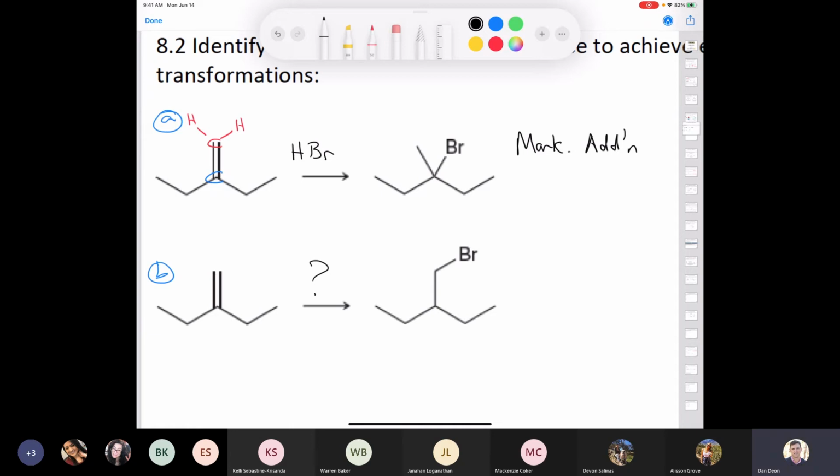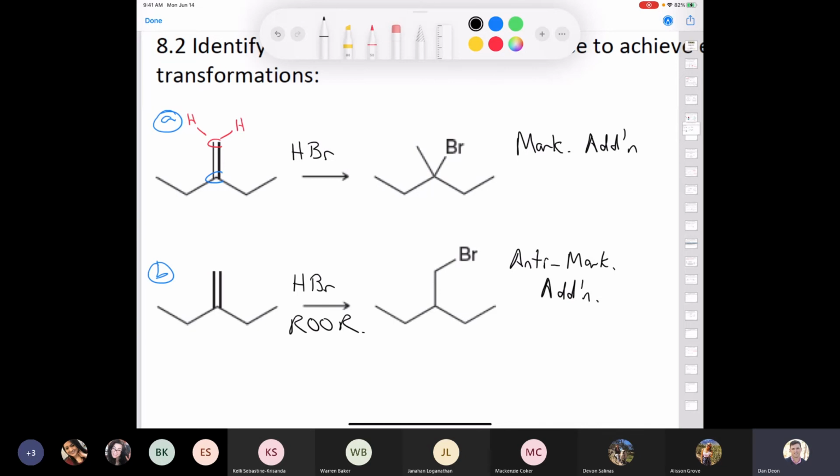Well, is this a Markovnikov or an anti-Markovnikov addition? Right, this is an anti-Markovnikov addition. Yes, absolutely. So we need HBr and what? We need an organic peroxide.